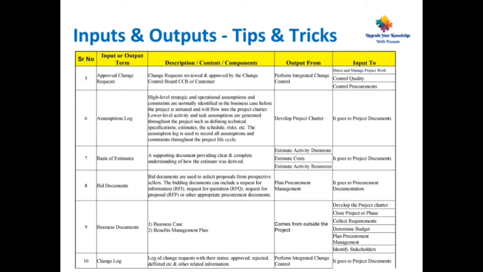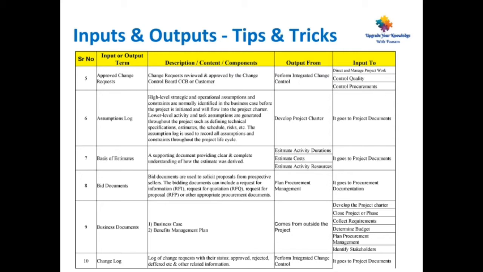Coming to point number 8, bid documents. Bid documents are used to solicit proposals from prospective sellers. The bidding documents can include a request for information, request for quotation, request for proposal, or other appropriate procurement documents. This comes as output from plan procurement management and goes as input to conduct procurements.